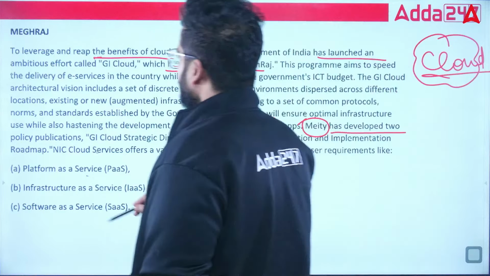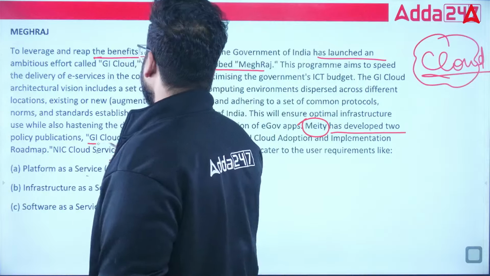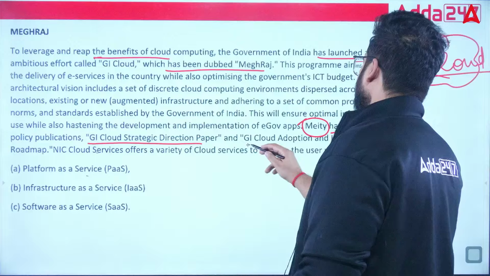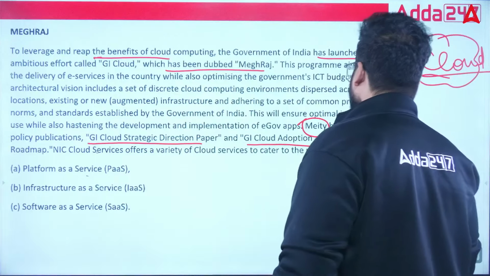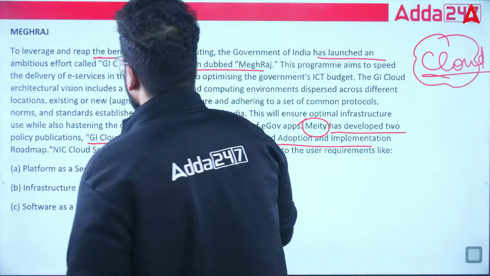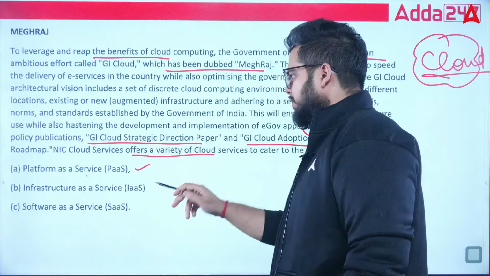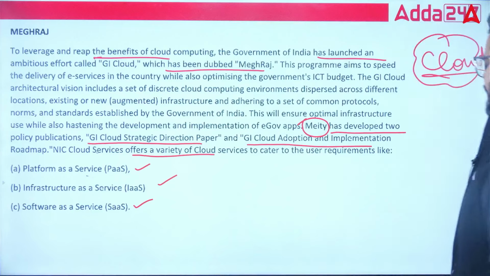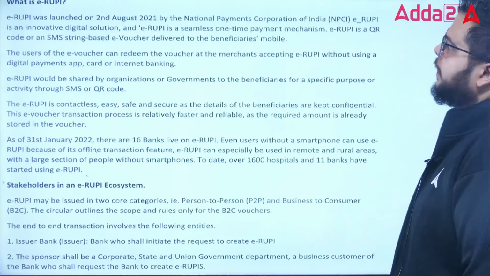It has developed two policy publications. One is the Cloud Strategy, Strategic Direction Paper, and another is the Cloud Adoption and Implementation Roadmap. When we talk about the services offered, you will be having PaaS, that is platform as a service, IaaS, that is infrastructure as a service, and software as a service as well in SaaS.